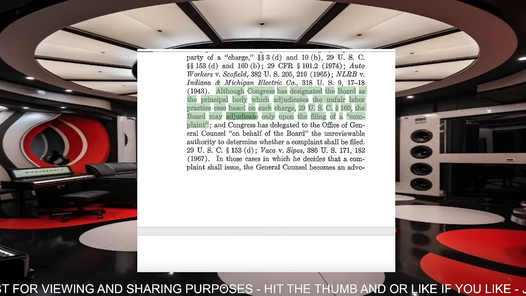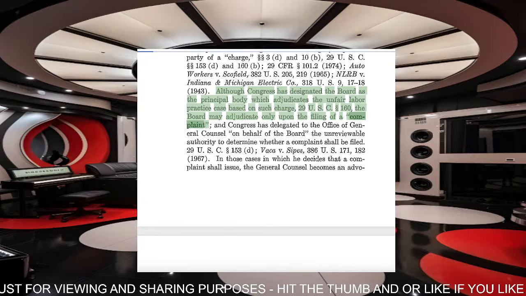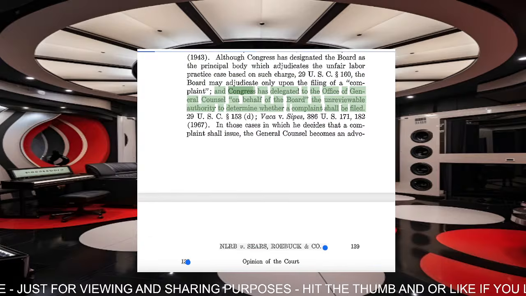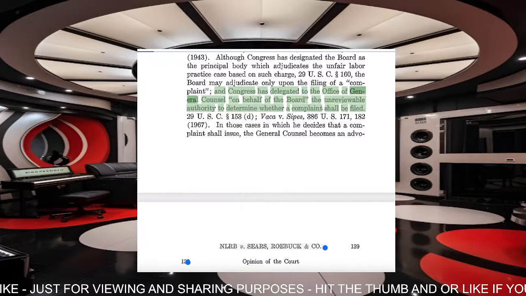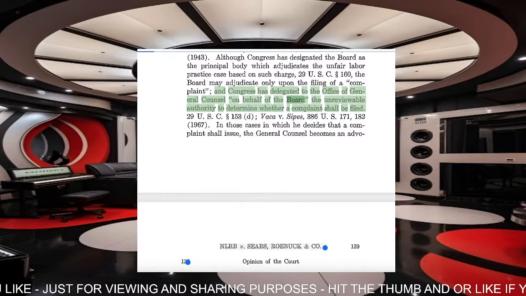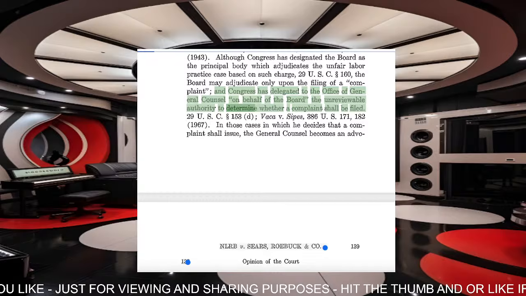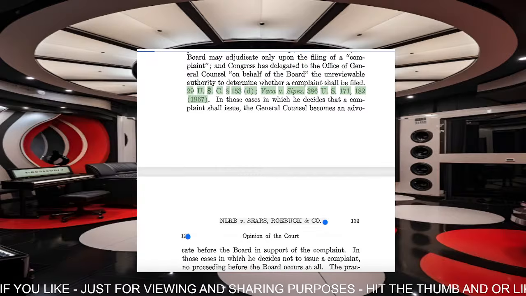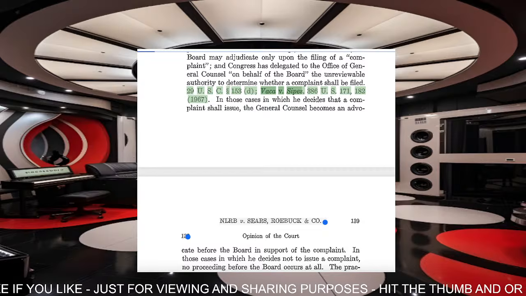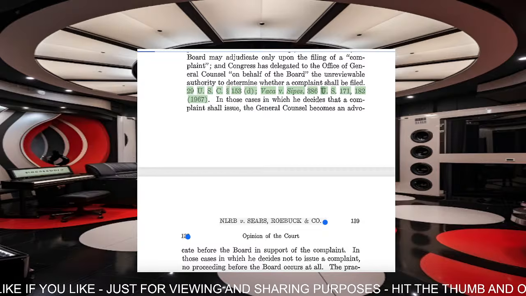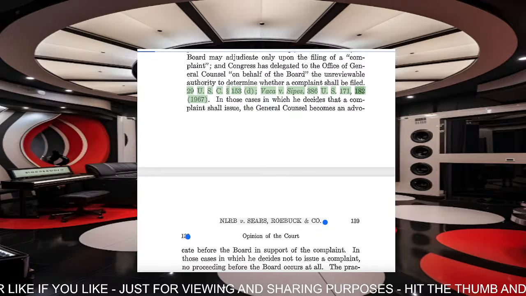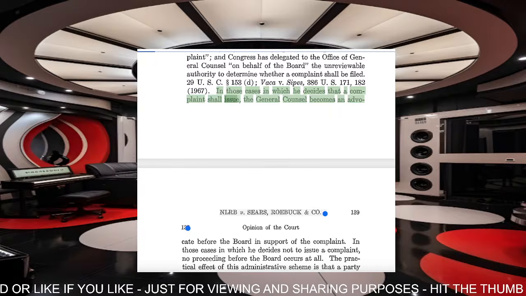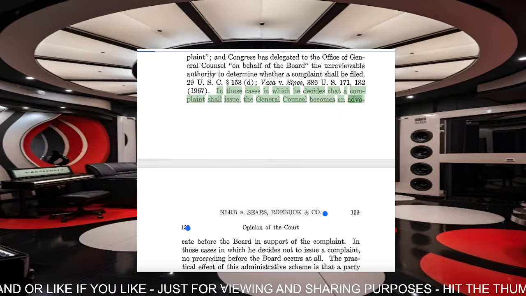the Board may adjudicate only upon the filing of a complaint. And Congress has delegated to the Office of General Counsel on behalf of the Board the unreviewable authority to determine whether a complaint shall be filed. 29 U.S.C. 153; Vaca v. Sipes, 386 U.S. 171, 182. In those cases in which he decides that a complaint shall issue, the General Counsel becomes an advocate.